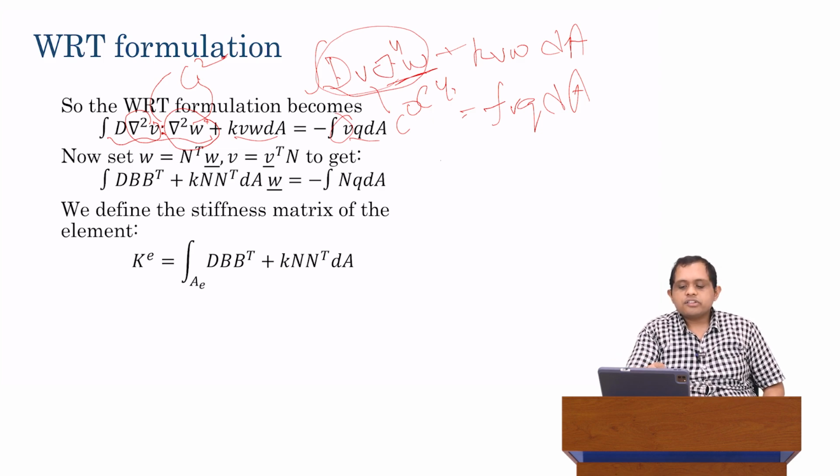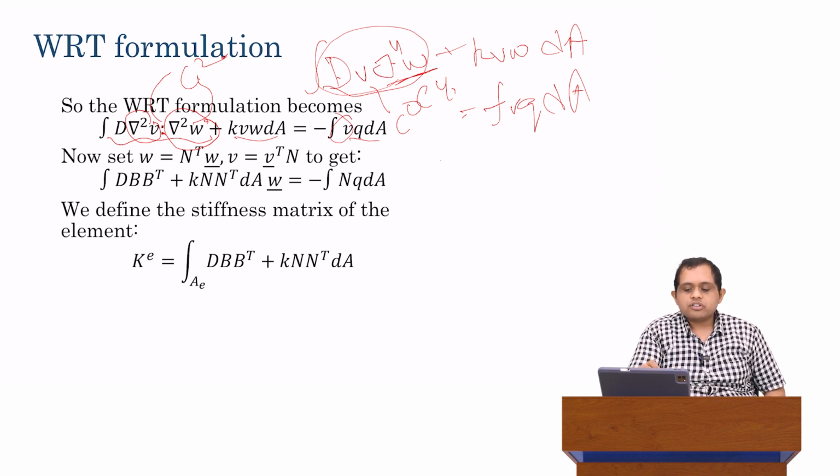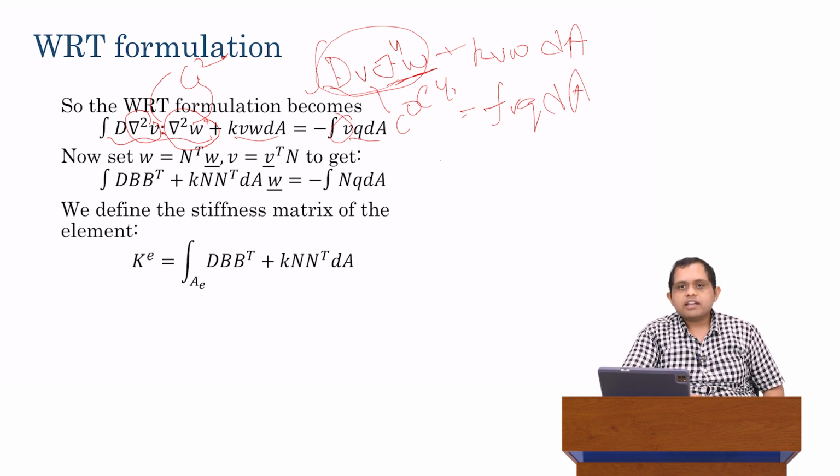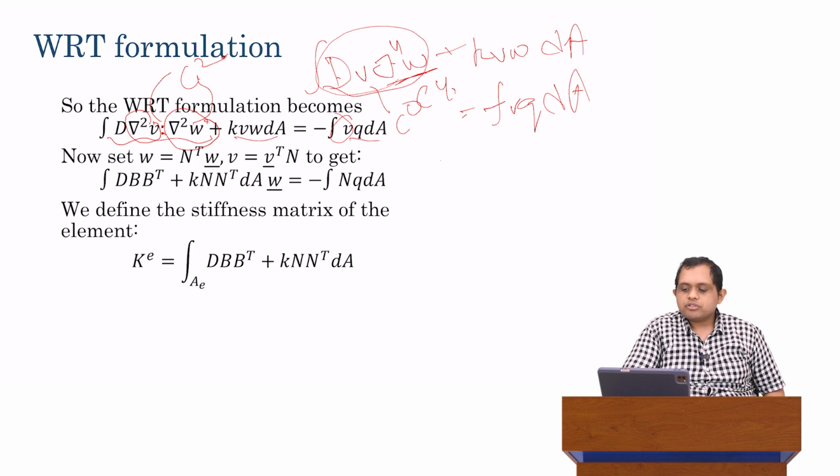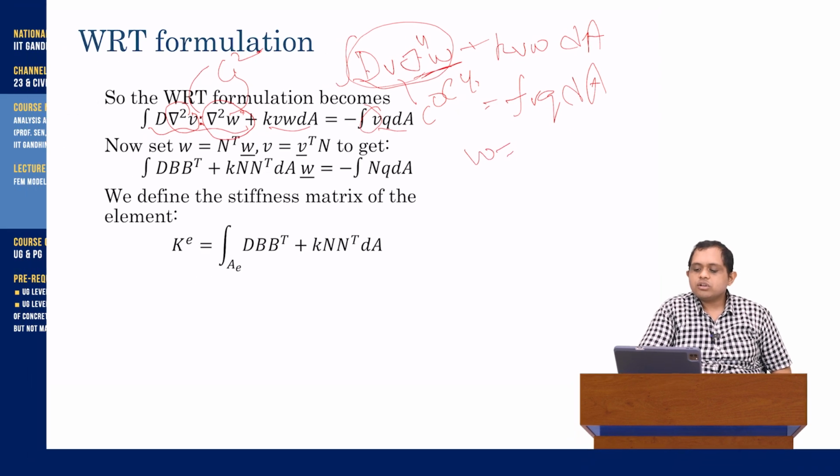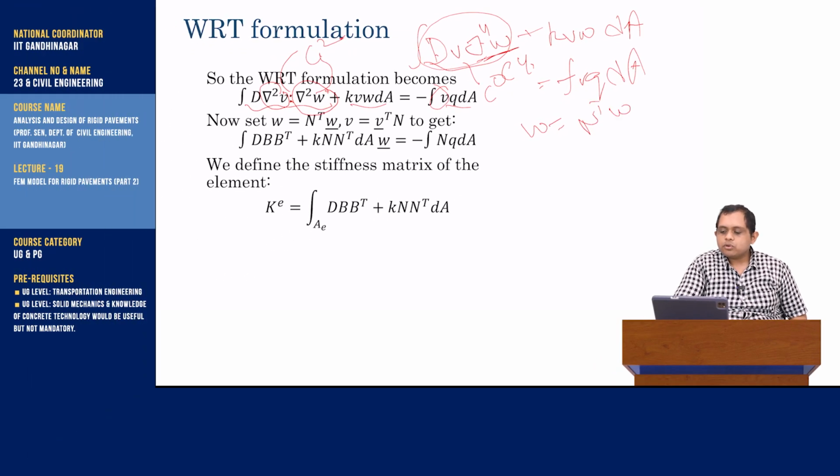Now, this is our basic differential equation. This is our differential equation in weighted residual form, where we have used Green's theorem to reduce the continuity requirements. Now we apply our finite element approximation. First of all, we assume that W is equal to N transpose W bar, because W is a scalar, but N transpose and W bar are vectors.